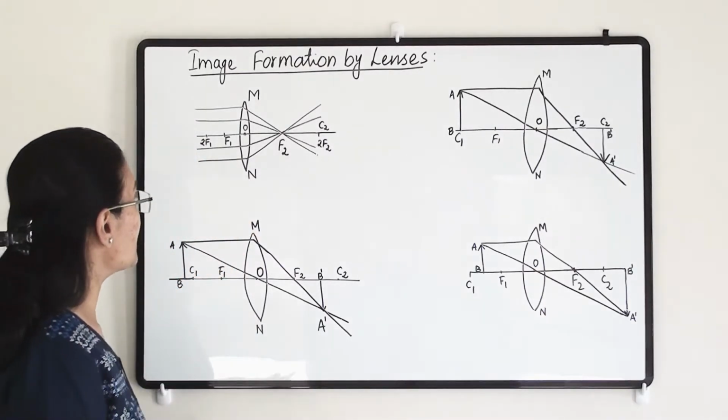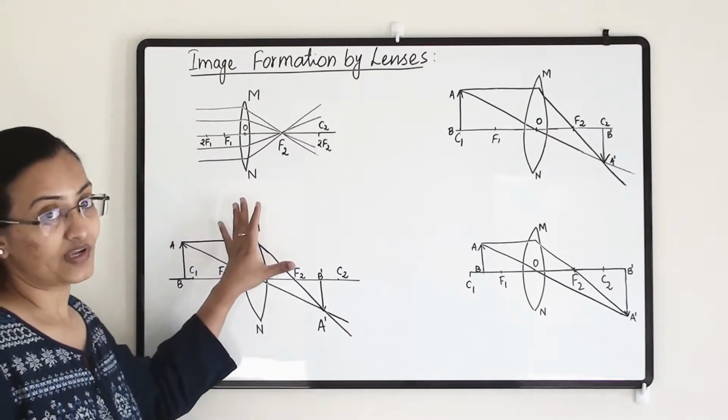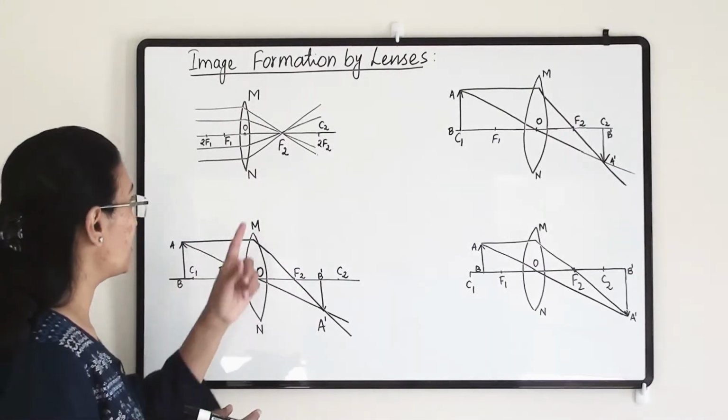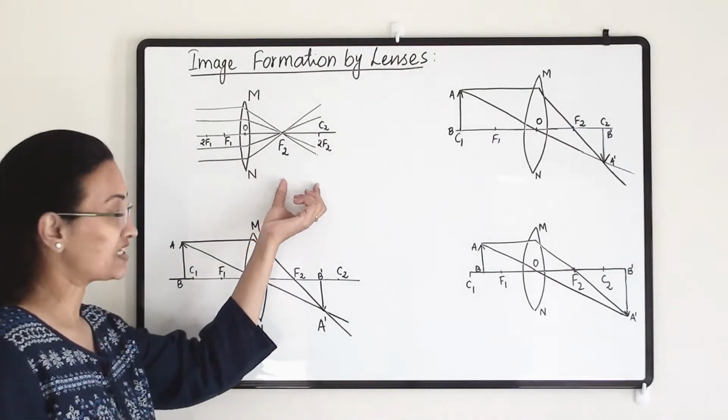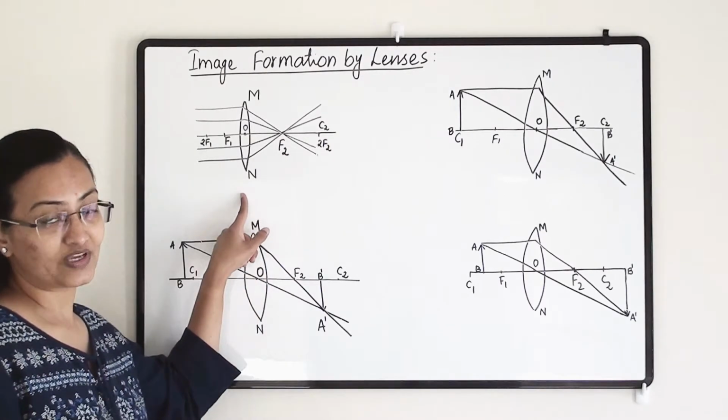So here first we are checking that when parallel rays are falling on the convex lens, at that time all the rays will get collected at one point towards the other side of the convex lens, and that point is going to be the focus point of this convex lens.